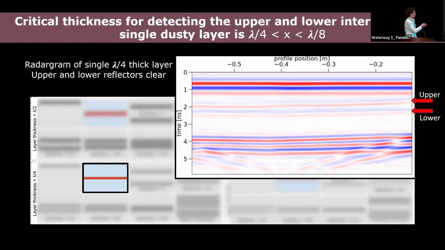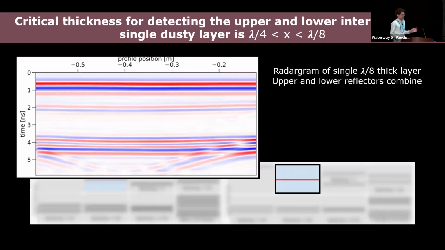This is where the air-ice interface is, and we get a large dielectric contrast. But as we propagate through the experiment, we get these two reflectors here, where the ice meets the dust, and the dust meets the ice. We can see clear reflectors in all of our experiments of this single 1/4 wavelength thick dust layer. And these bottom reflectors here are just the bottom of the experiment, where the bottom of the freezer is metal, so there's a large dielectric contrast. So we can see clear upper and lower reflectors in this 1/4 wavelength thickness layer.